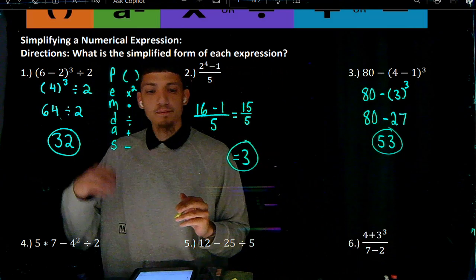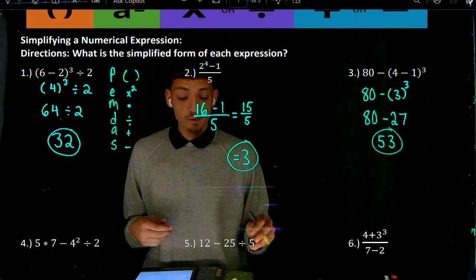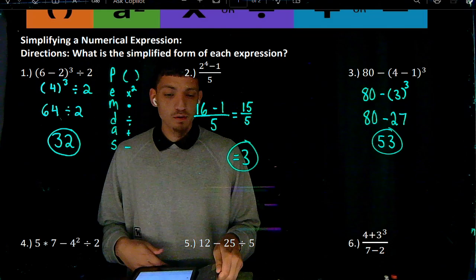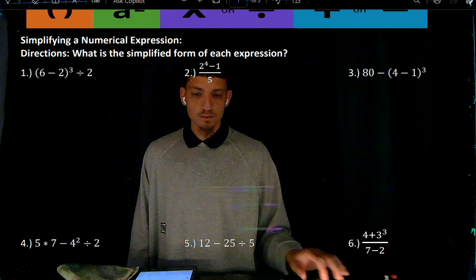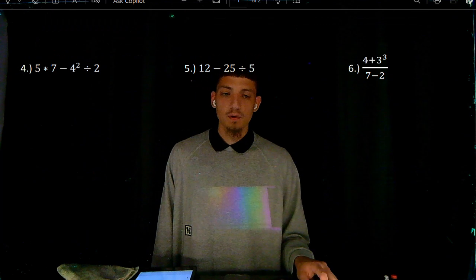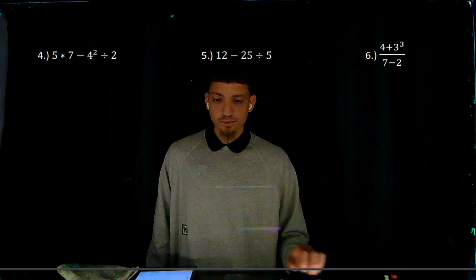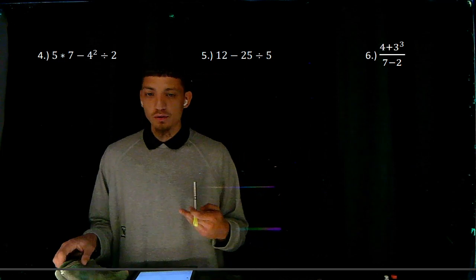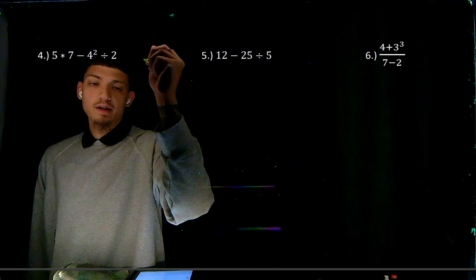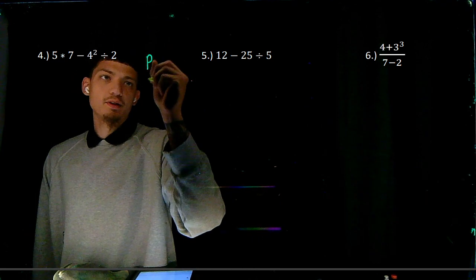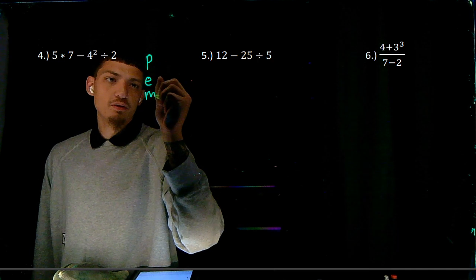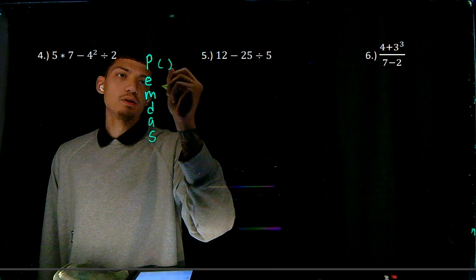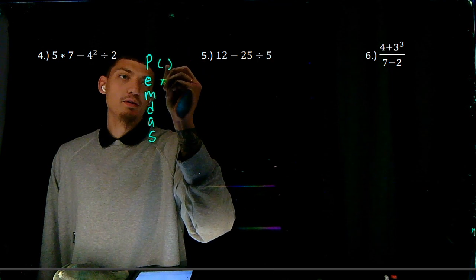All right. So those are the first 3 problems there. I'm going to go ahead and pause this video really quickly so that way I can scroll down to 4, 5, and 6. All right. So looking at number 4 here, we have 5 times 7 minus 4 squared divided by 2. So like I said, guys, write that PEMDAS in there so that way you can remind yourself when solving left to right what you need to do first, second, third, last, etc.